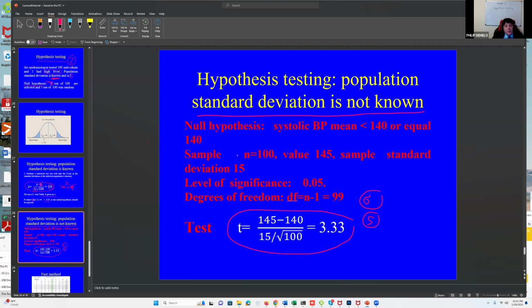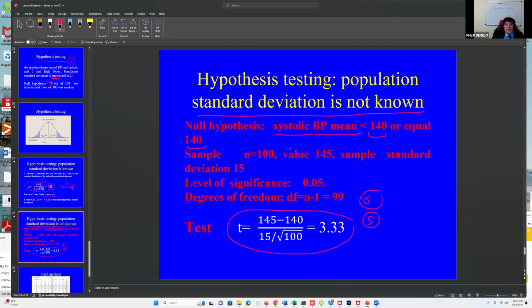First of all, we have to do the null hypothesis. The null hypothesis is that the systolic BP mean is less than or equal to 140. So the hospital officials say that we have a new medication that decreases systolic blood pressure, and please try to find out whether it works or not. Without your help, they will not do this because it can be random. So you have to find out.